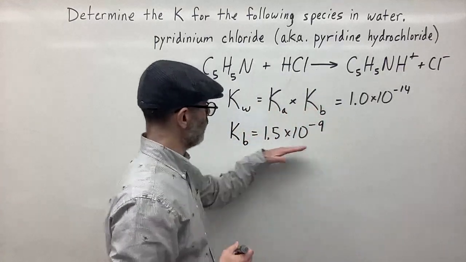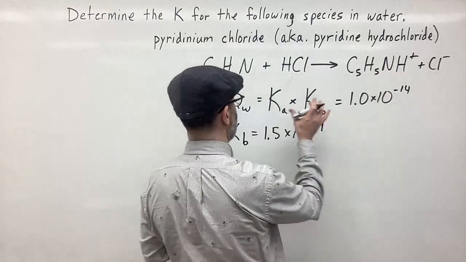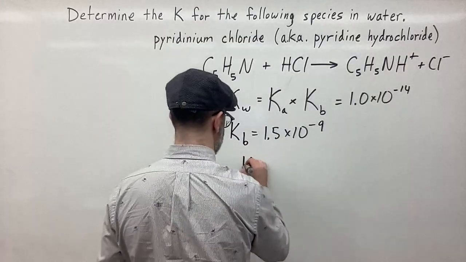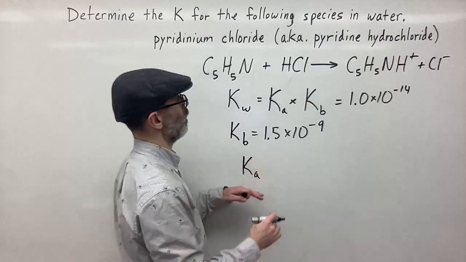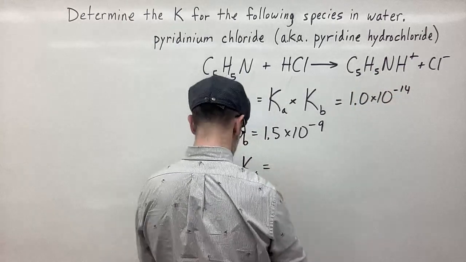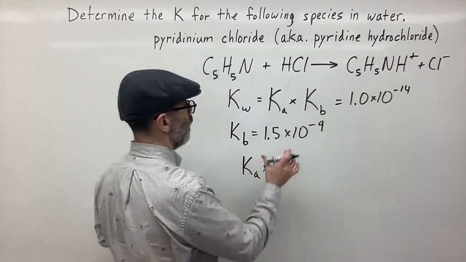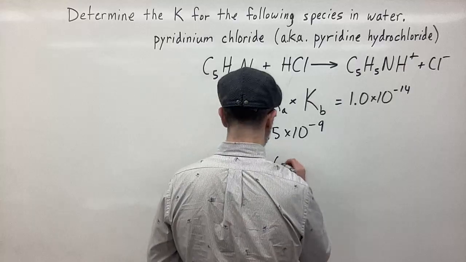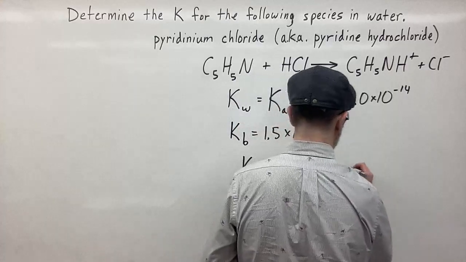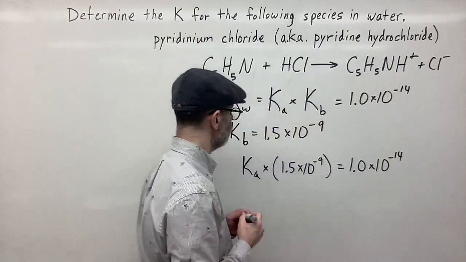Okay, so we looked up the Kb value, and now all we need to do is plug it in with the Kw. We're looking for Ka, the K for this conjugate acid here. Ka multiplied by the Kb value, 1.5 times 10 to the negative 9, is going to be equal to 1.0 times 10 to the negative 14.